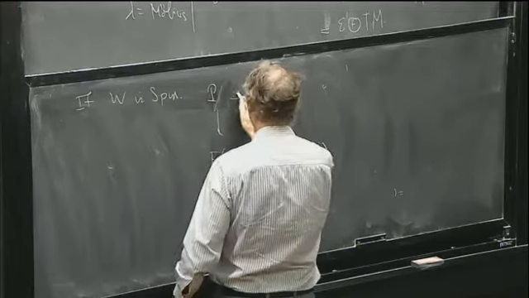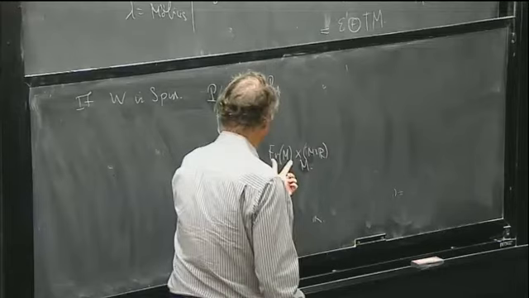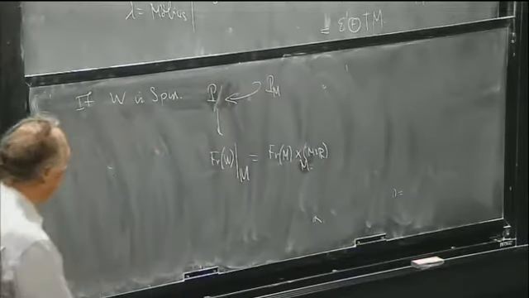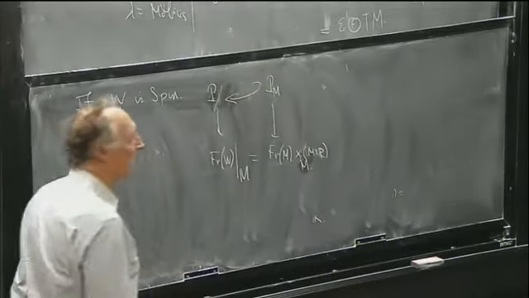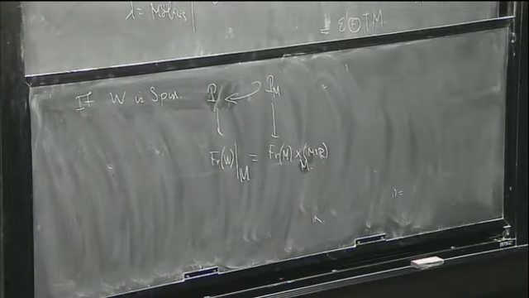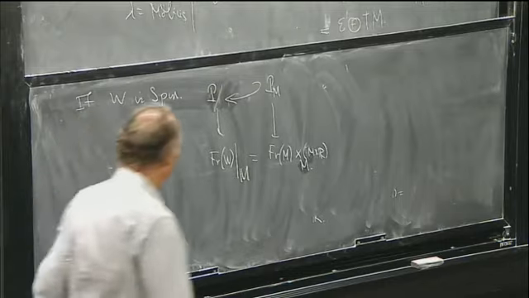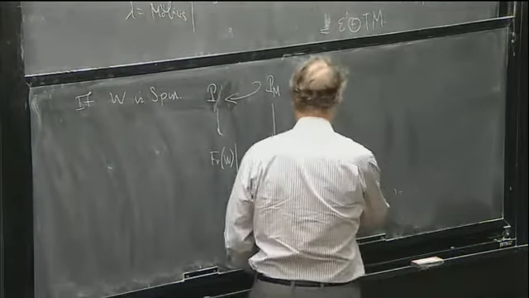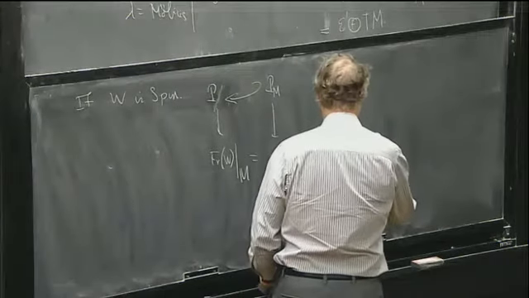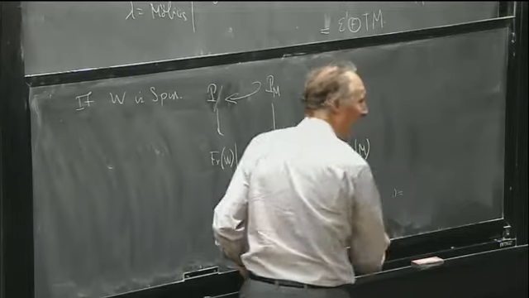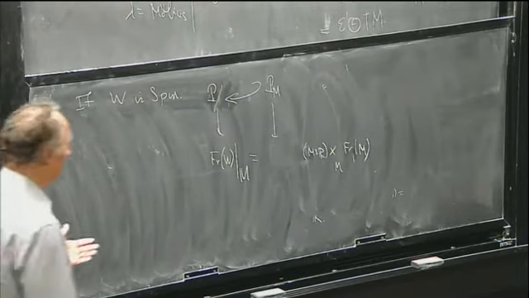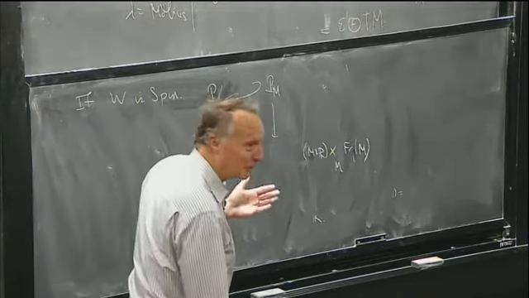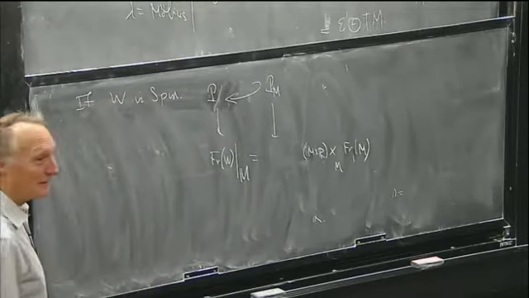well, compatible with the inclusion of the frame bundle here into the frame bundle there. Sorry? You switched to the... Yes, you're right. Thank you. Okay. So the boundary of a spin manifold is automatically itself a spin manifold with this convention.